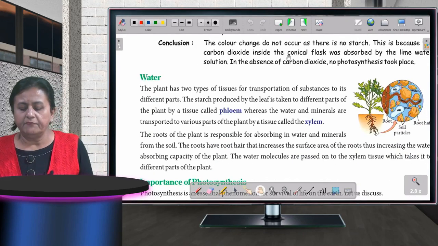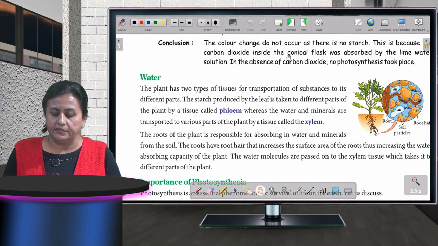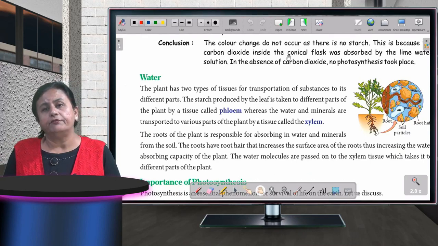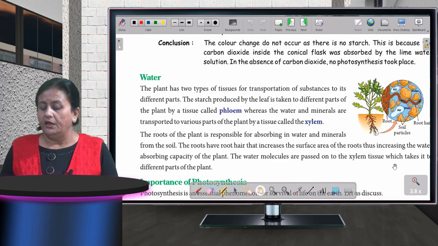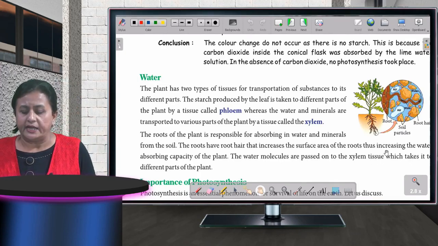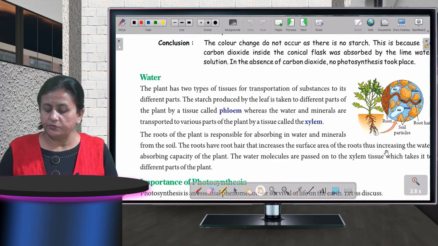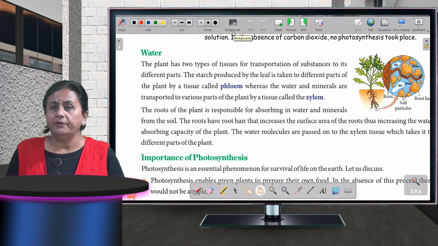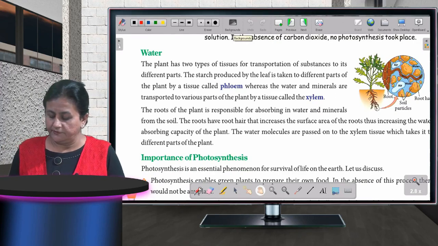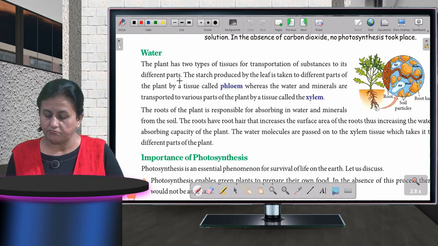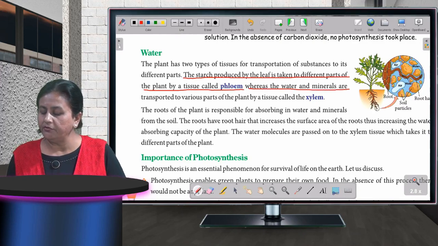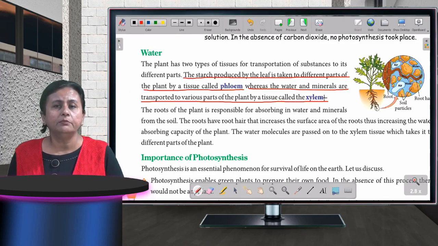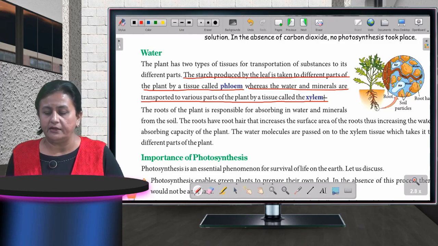So then water, which is very much required for the plants. See, all the green plants have two types of tissues for transportation of substances to different parts. First is phloem and the other one is xylem. The starch produced by the leaf is taken to different parts of the plant by a tissue called phloem, whereas the water and minerals are transported to various parts of the plant by a tissue called xylem.